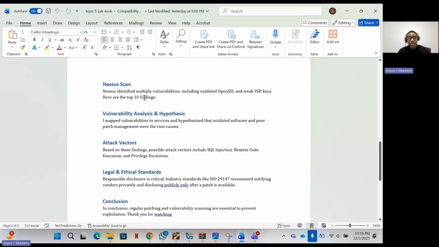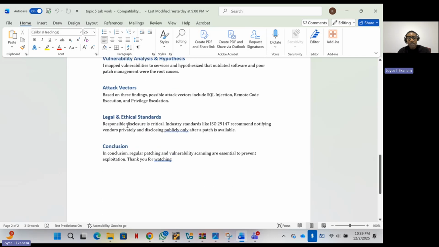Nessus identified multiple vulnerabilities, including outdated OpenSSL and weak SSH keys. Here are the top 10 findings. Vulnerability analysis and hypothesis: I map vulnerabilities to services and hypothesize that outdated software and poor patch management were the root causes. For the attack vectors, based on these findings, possible attack vectors include SQL injection, remote code execution, and privilege escalation.